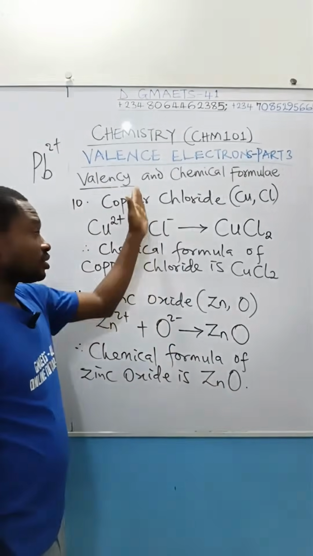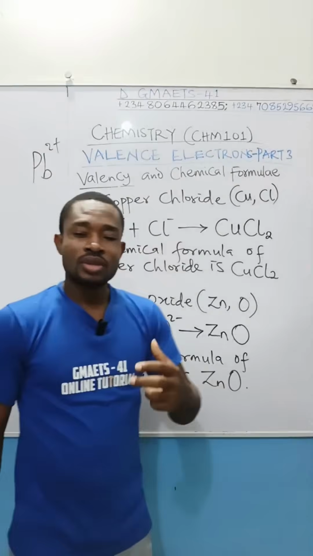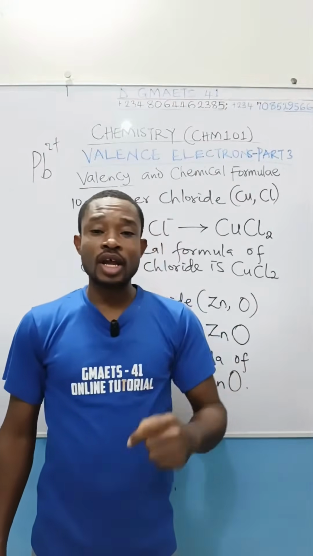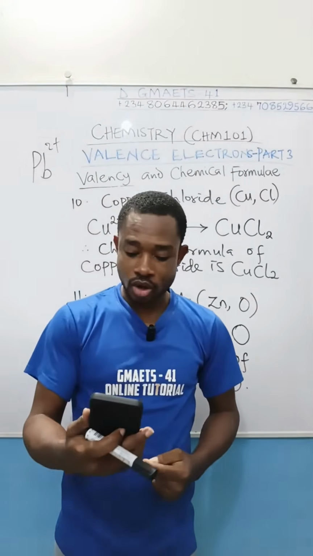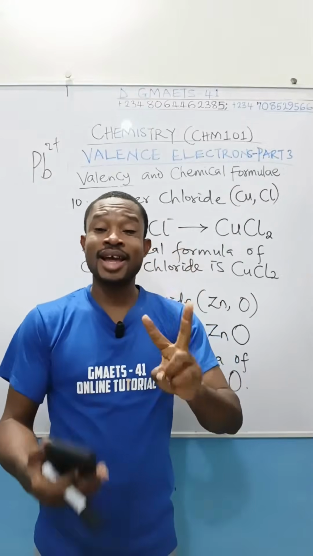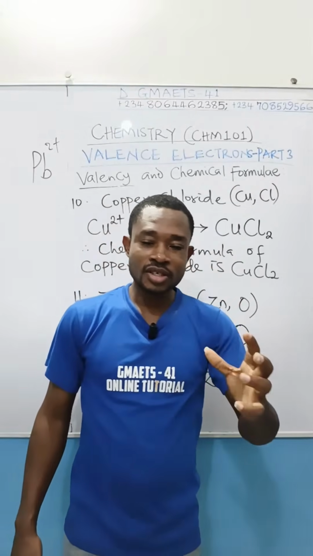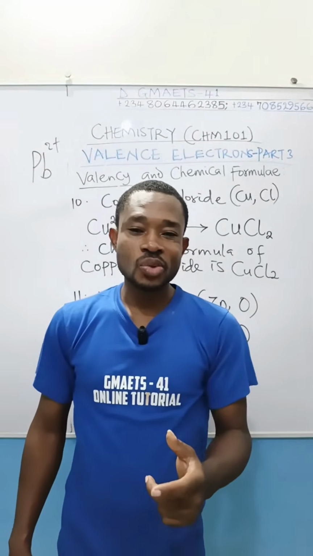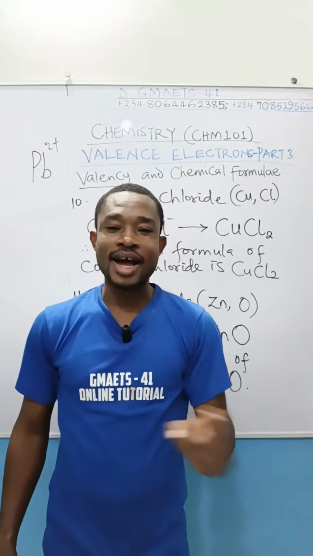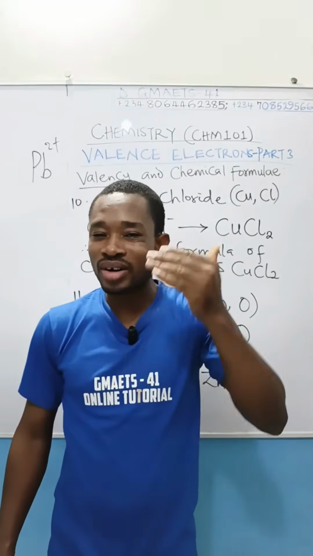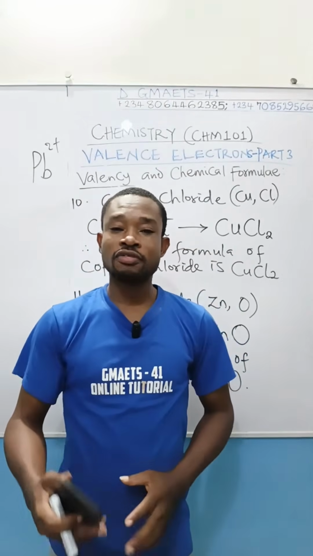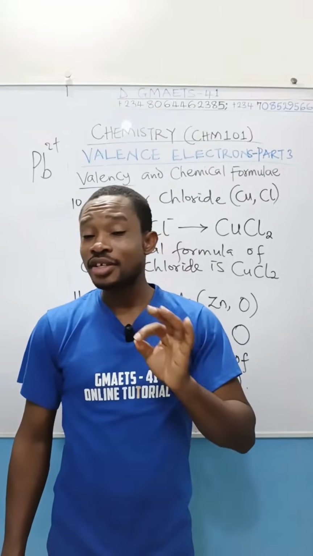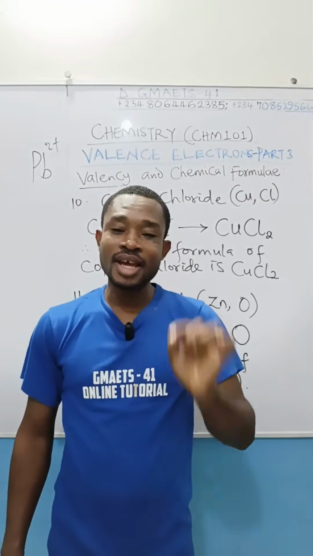So like I said, we've been able to learn how to write the correct chemical formula of what? Binary compounds. Compounds that contain two elements. And I hope you've learned something wonderful from this class. After this class, as we conclude it, you should no longer have any problem on how to write the correct chemical formula of binary compounds.